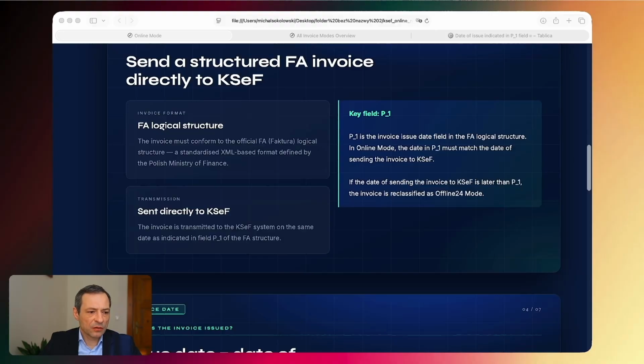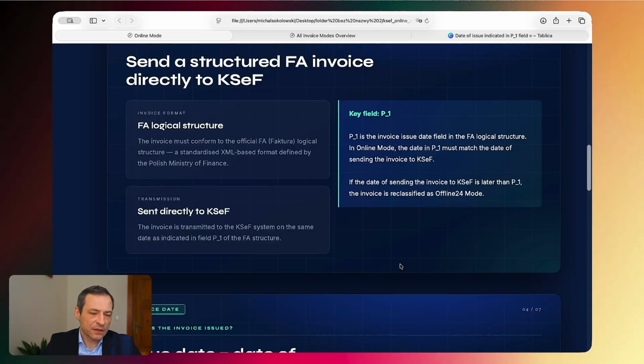unique number. One of the fields that has to be given special care is the P1 field. This field is the invoice issue date. This field is filled by the person who is issuing the invoice. And in online mode, the date of issuance indicated in the P1 field always matches the date of sending the invoice to the Polish National Electronic Invoicing System. It has to be equal to the day on which it was sent to the Polish National Electronic Invoicing System.